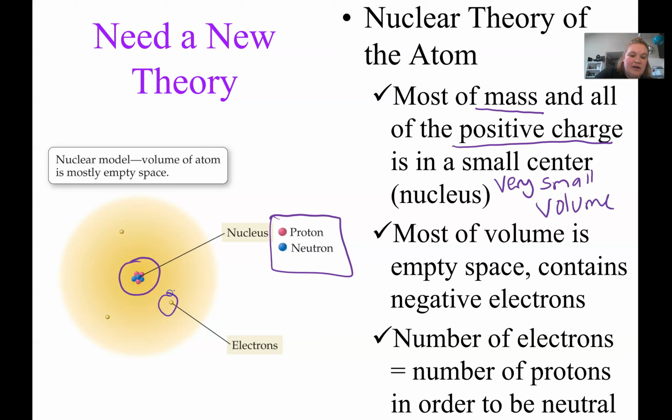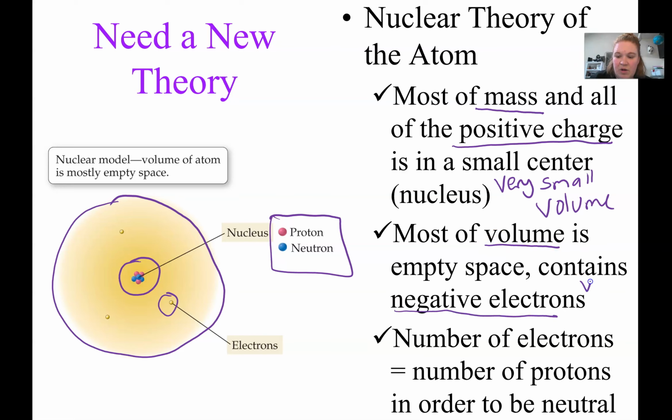The electrons are in all of this empty space outside of the nucleus. So it's most of the volume of the atom and all of the negative charge and a very small mass. So they have this very opposite relationship. Our nucleus has a small volume and a large mass, and it's positively charged. The outside space has a large volume, a small mass, and has a negative charge. And in order for our atom to be neutral, the number of electrons has to be equal to the number of protons.